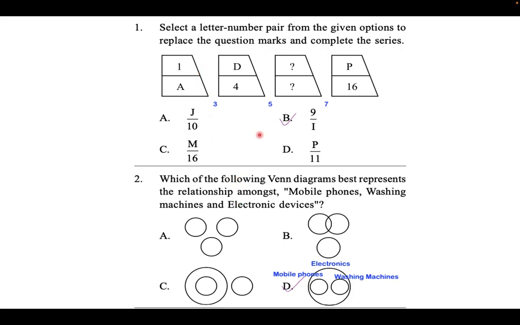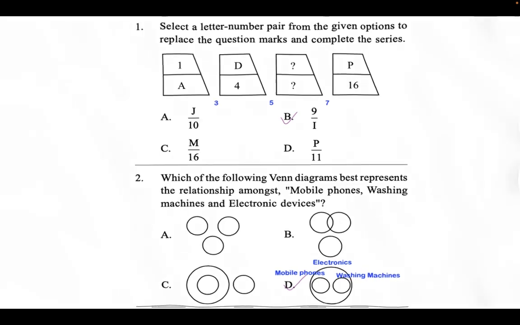Also, 4 minus 1 is 3, 9 minus 4 is 5, and 16 minus 9 is 7. This is the order of the odd numbers. B is the answer. Mobile phones and washing machines are electronic, so they go inside the electronic circle.